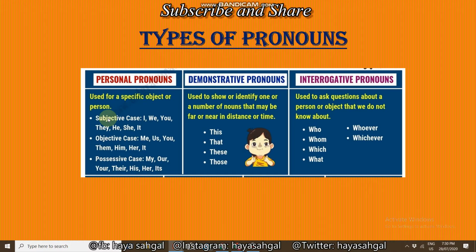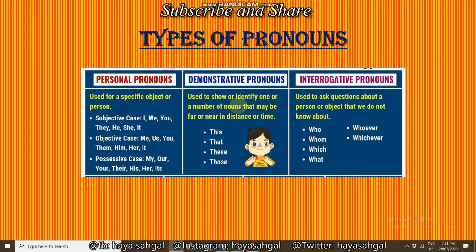So for the subjective pronouns, for the subject, we will use I, we, you, they, he, she. It means in the beginning or middle of the sentence. And for the object, the pronouns will be me, us, you, them, him, her, it. And they will be instead of the object, that will be at the end or near the end of the sentence, right? Possessive: my, our, your, their, his, her, its. These pronouns show the possession, the ownership.